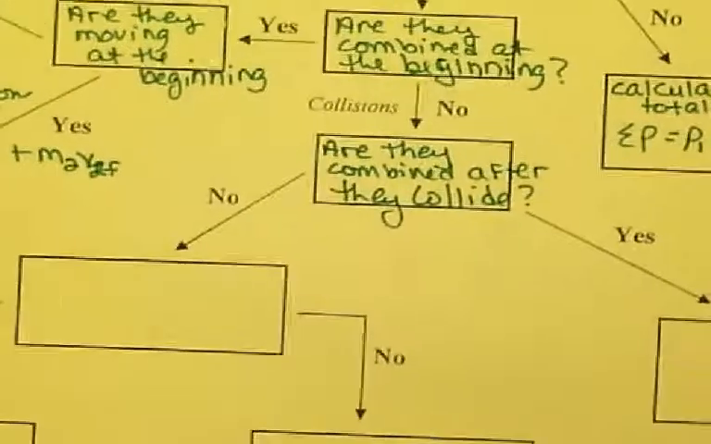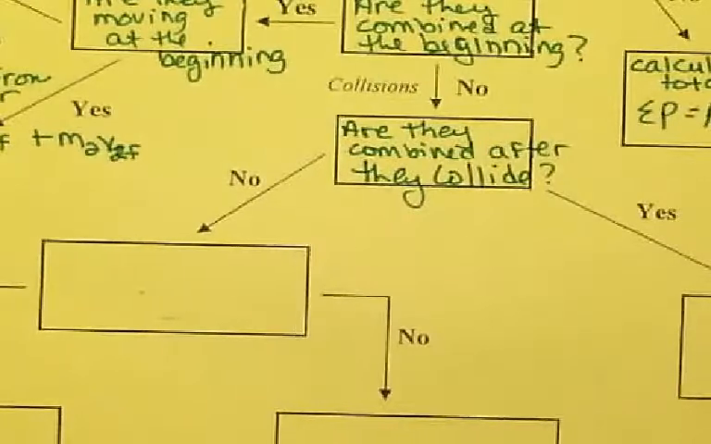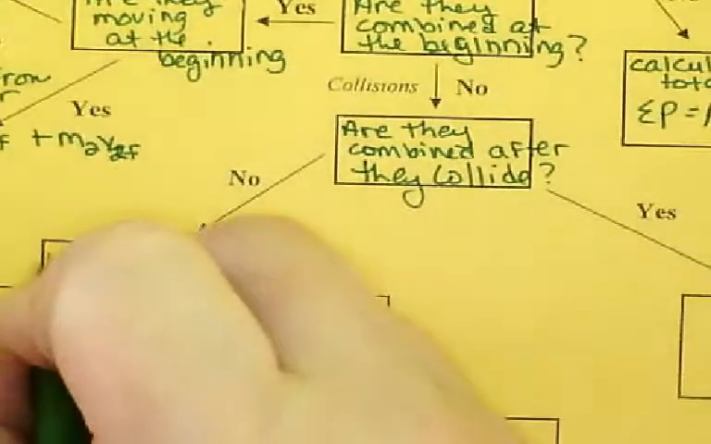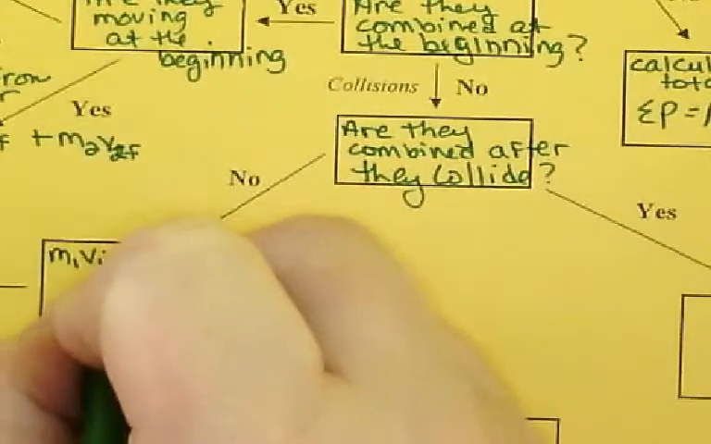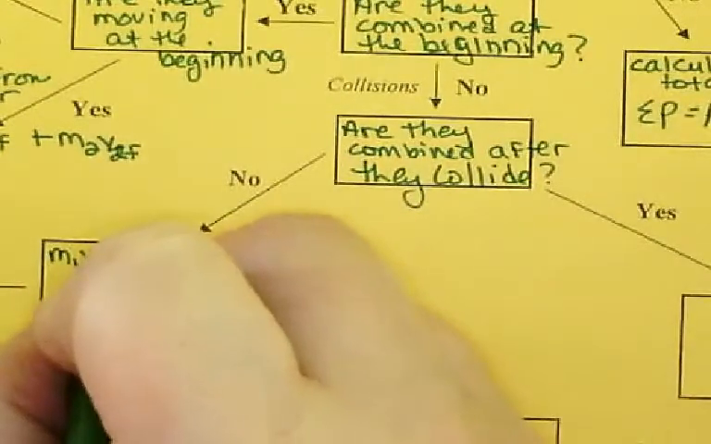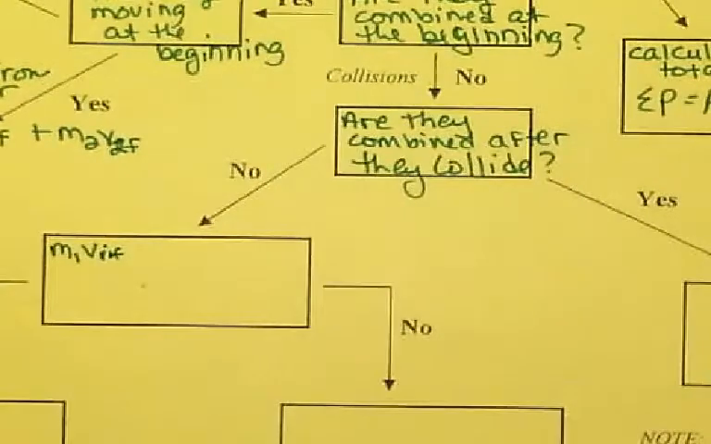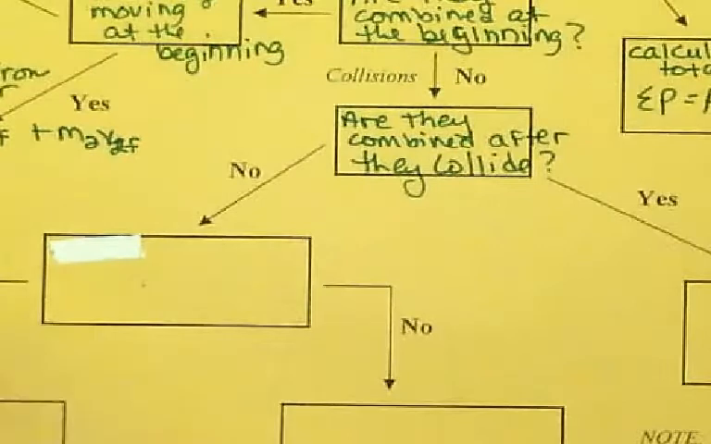So, are they stuck together afterwards? So, if they're not, the equation looks like the, oops. Oh my god, let me use whiteout. I wanted to get through a whole one without whiteout.